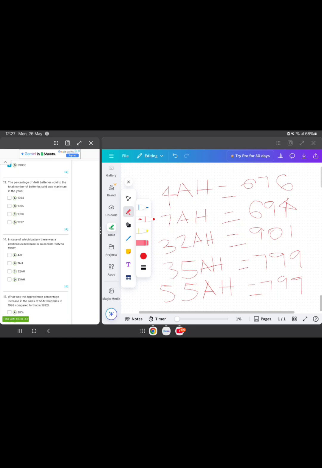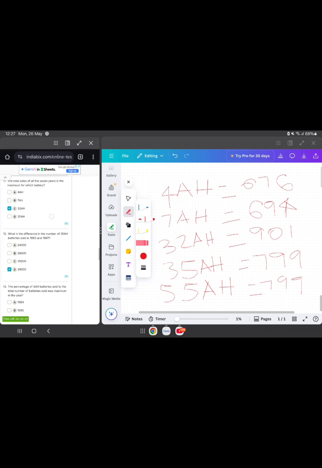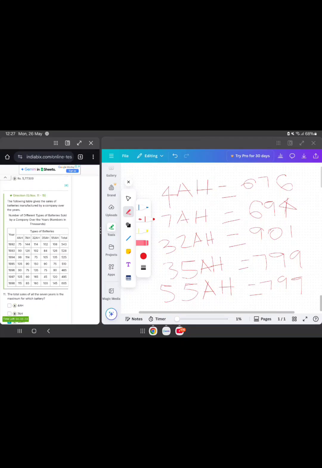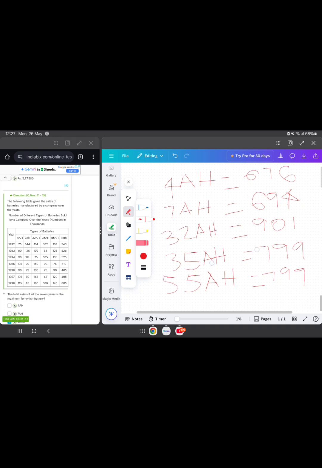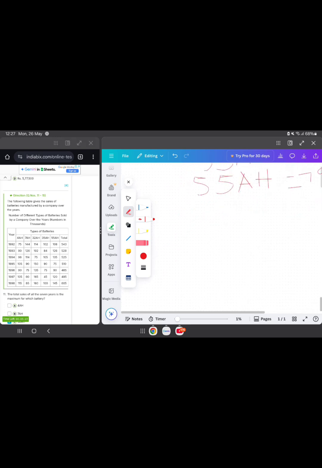Okay, and then number 13 says the percentage of 4AH batteries sold to the total number of batteries sold was maximum in the year. Okay, so we'll be taking the number of 4AH batteries, then divided by the total number of batteries sold. So for 92, we've got 75 divided by 543 times 100. This is for 1992, and it's 13.81%.